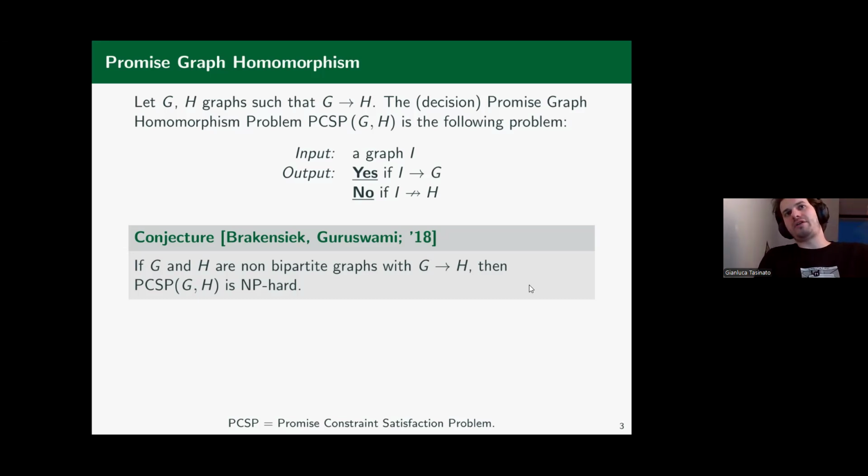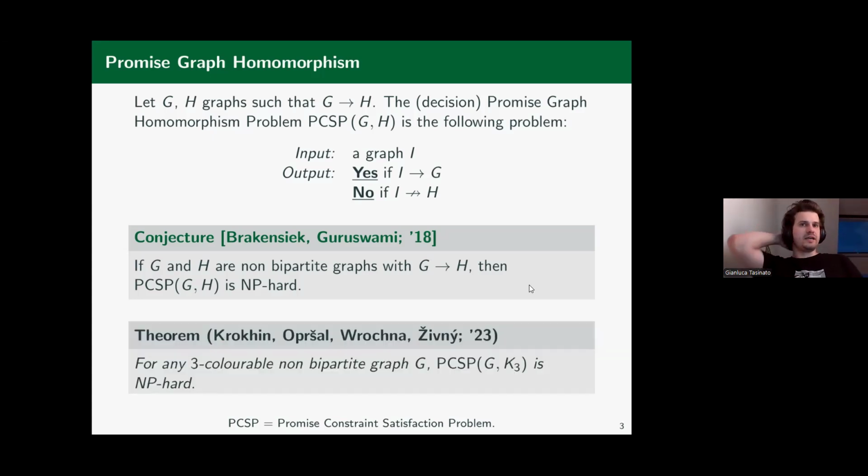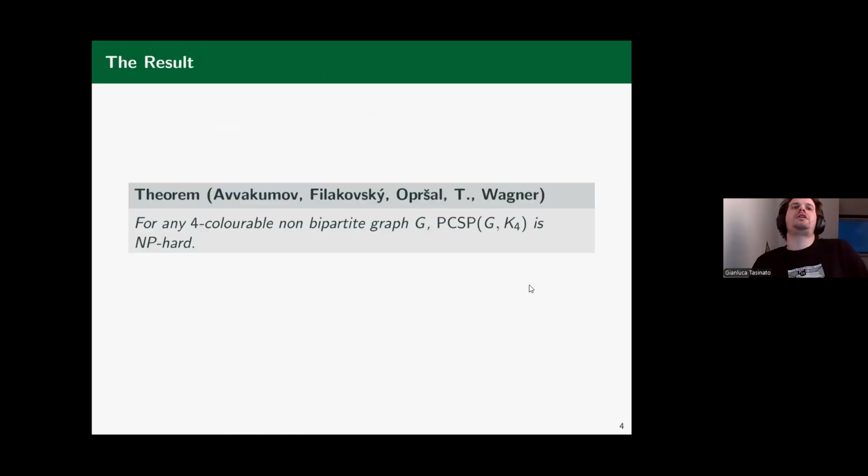What do we know about it? Well, in general, very little. Very recently, Krokhin, Opršal, and Živný proved that for any possible 3-colorable non-bipartite graph G, the corresponding PCSP with G and K3 is NP-hard. So the problem of distinguishing between any graph homomorphism into G, or being 3-colorable, is NP-hard. And our result fits into this line of research and is exactly the same thing for 4-colorable graphs.